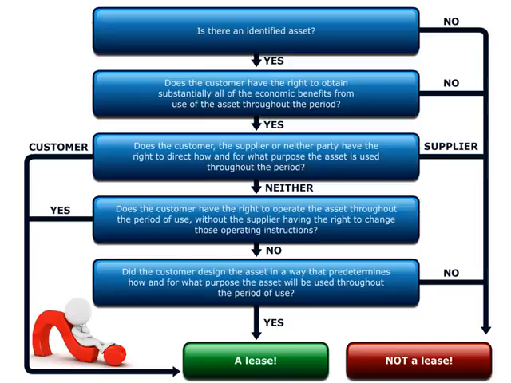And that says, does the customer have the right to operate the asset throughout the period of use without the supplier having the right to change those operating instructions? If the answer there again is yes, then once again we have a lease. If the answer to that is no, the last thing it says to us is, did the customer design the asset in a way that predetermines how and for what purpose the asset will be used? In other words, once again, this is effectively a customized asset. If the answer to that, as we saw earlier, was yes, you're within leases. If it's no, you're outside leasing.